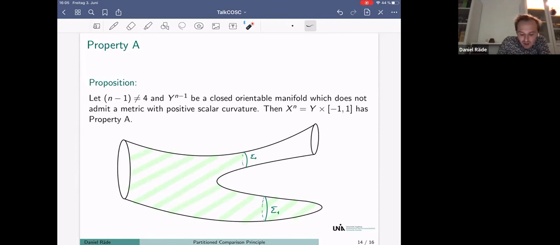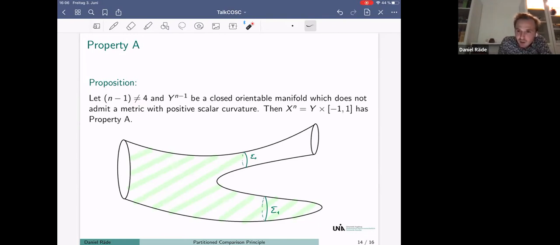That's just that if n minus 1 is not 4, and Y is a manifold of dimension n minus 1, closed, orientable, and it does not admit a PSC metric, then in fact, the cylinder has this property A. So you can take any non-PSC manifold that you want. You take the cylinder. This dimension 4 is because in dimension 4, there are actually counterexamples to all of these width estimates. There are manifolds which are weird and they have no PSC because of Seiberg-Witten obstructions, and they don't agree with this calculus.